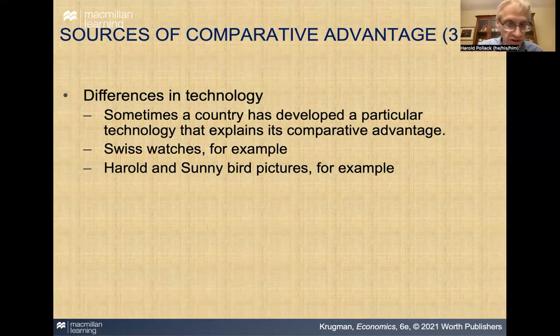But you could imagine Silicon Valley, various places that are hubs of technology, can generate comparative advantage in that way.